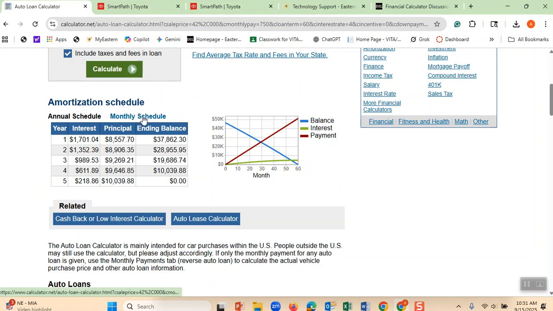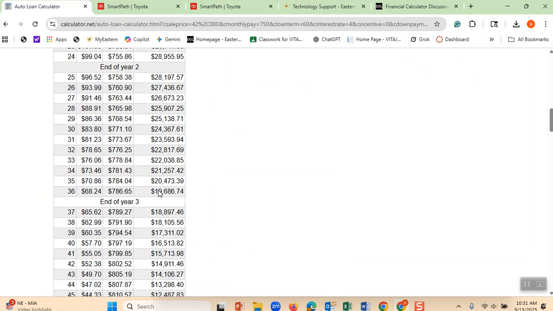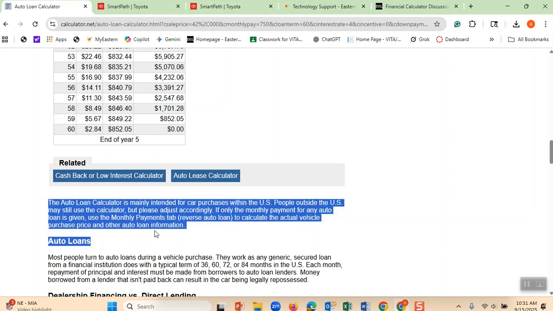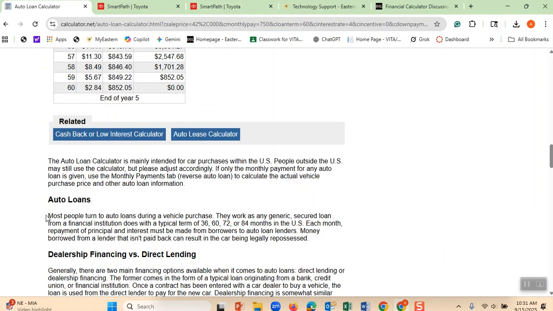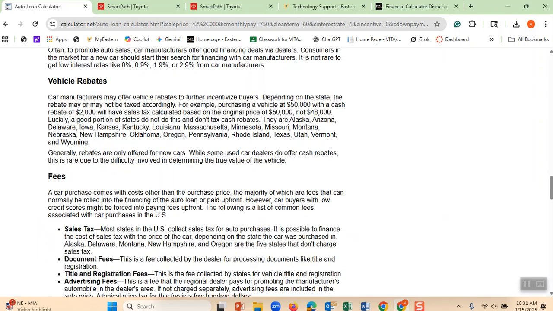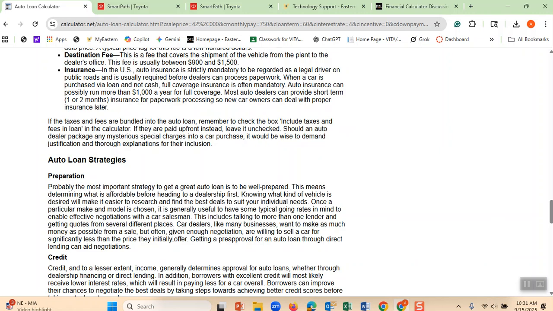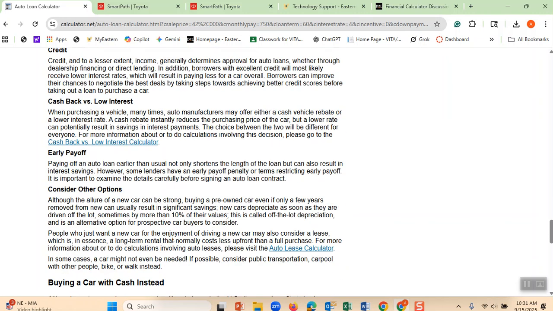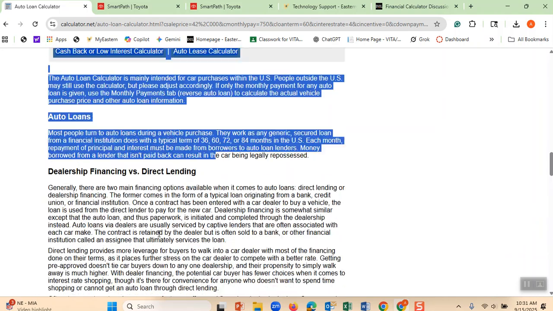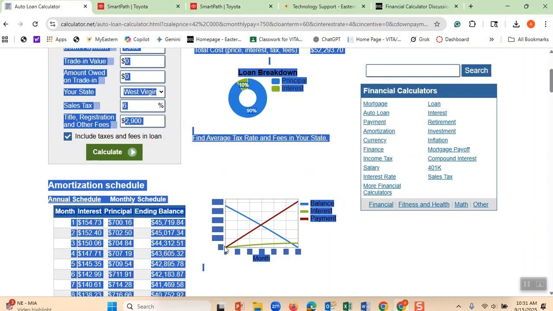This is annual, this is monthly, and I want you, when you come here, to read this as well to understand what it means, and you will learn a lot by reading this: notes, rebate, fees, what these loan strategies are, credit cards, payoff, how you can save, and I want you to click on these links.